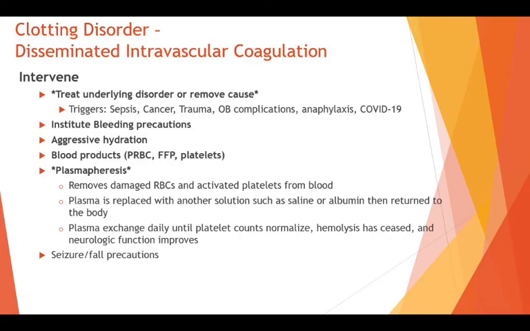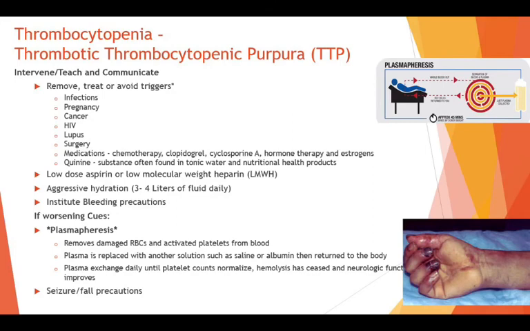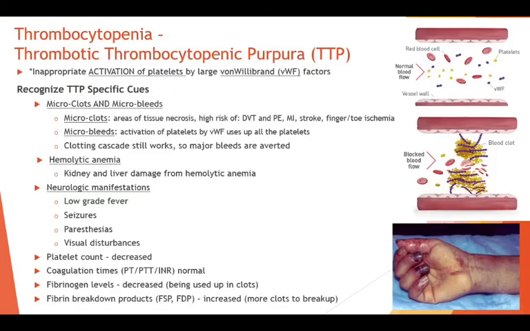But basically the difference between DIC and TTP lab-wise is really the difference in your coagulation studies. So when we go back and look at TTP, you can see our platelet count is decreased because they're activated. Your fibrinogen levels are low because there's more microclotting going on. The fibrin split products are increased. Those labs are all the same, but your coagulation times, your clotting cascade, is okay in heparin-induced thrombocytopenia and in DIC. So they're both disorders of too much clotting and too much bleeding, both TTP and heparin-induced.